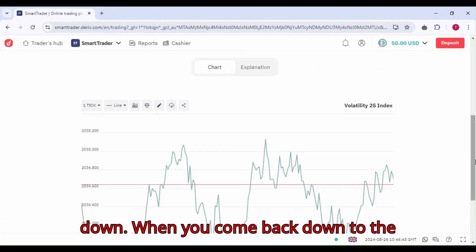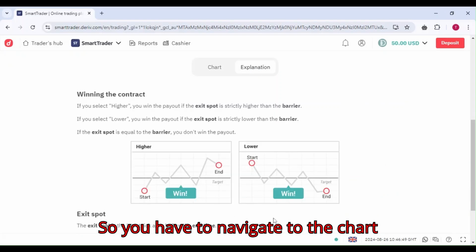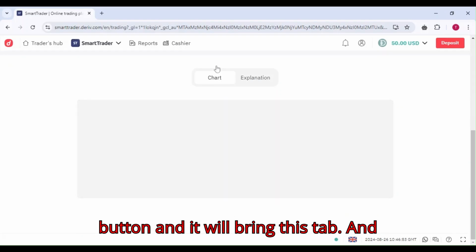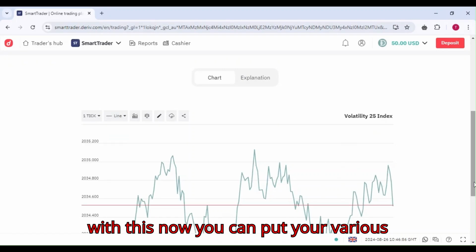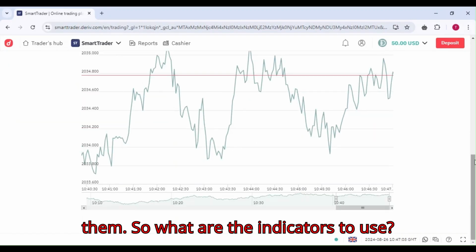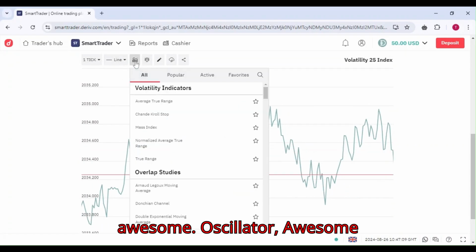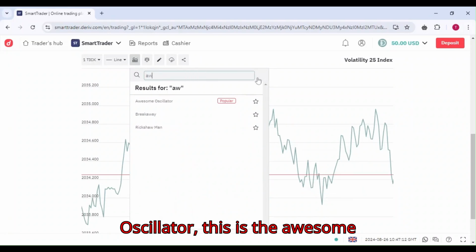Come back down to the chart section and you'll find this one. You have to navigate to the chart button, and it will bring up this tab, and with this you can put the various indicators you want to analyze with. So what are the indicators to use? I've only used two indicators. The first one is the awesome oscillator. This is the awesome oscillator.